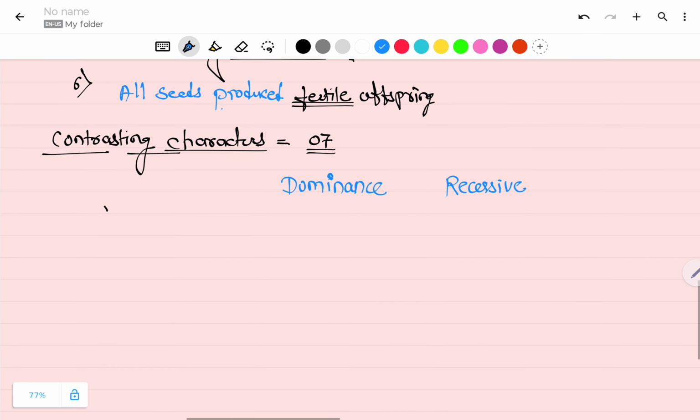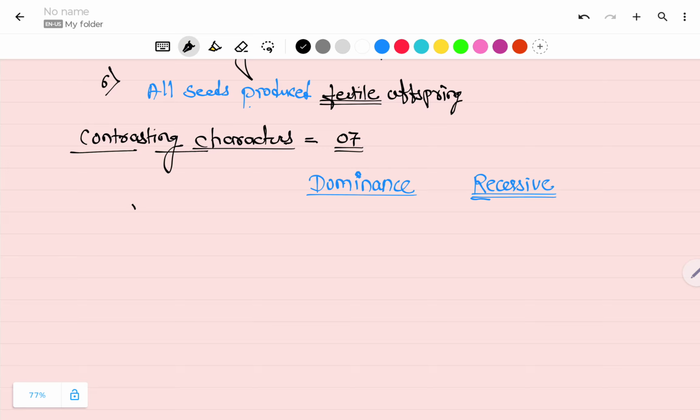What is the meaning of dominance and recessive? The character directly visible from parent to offspring is called a dominant trait. The character which is not easily visible from parent to offspring is called a recessive trait. So the first character studied by Mendel is the plant height.